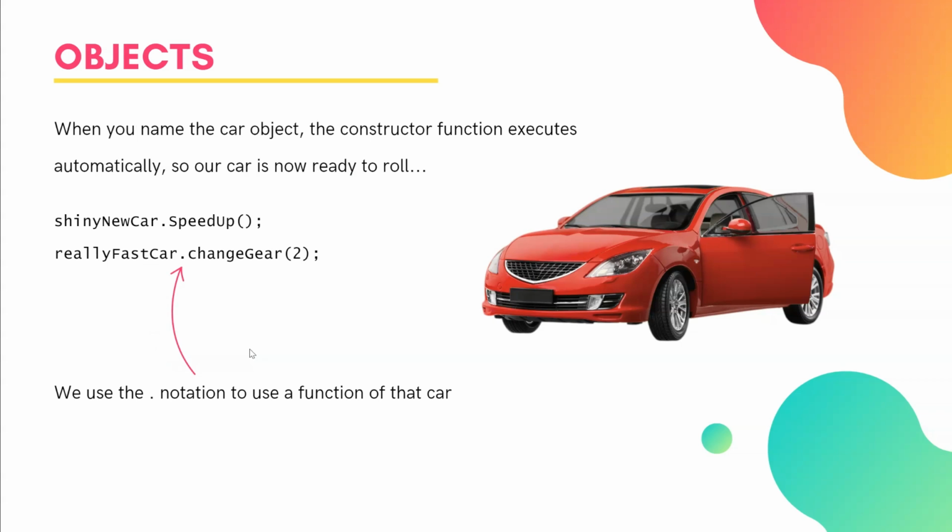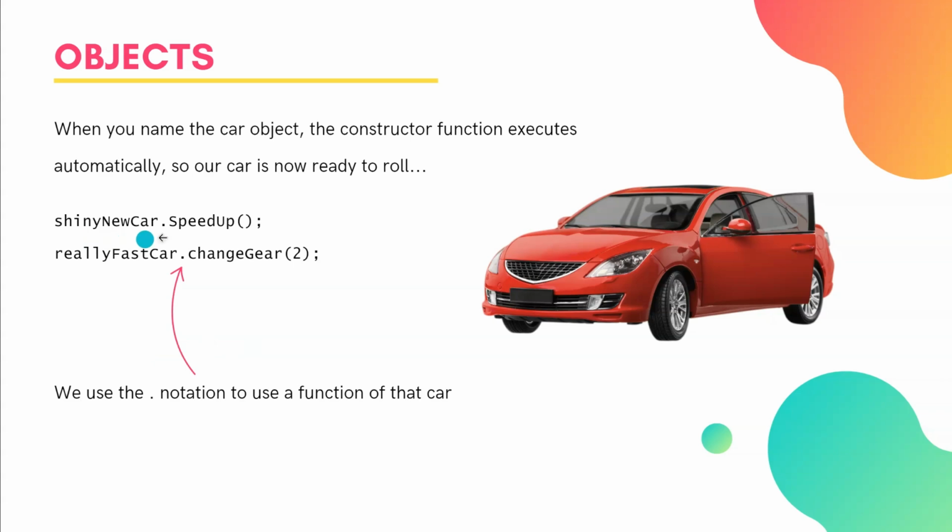When you name the car object, the constructor function executes automatically. So our car is now ready to roll. So that constructor function we made will have been run. And now we can use the methods, the functions of the objects to do different things with them.